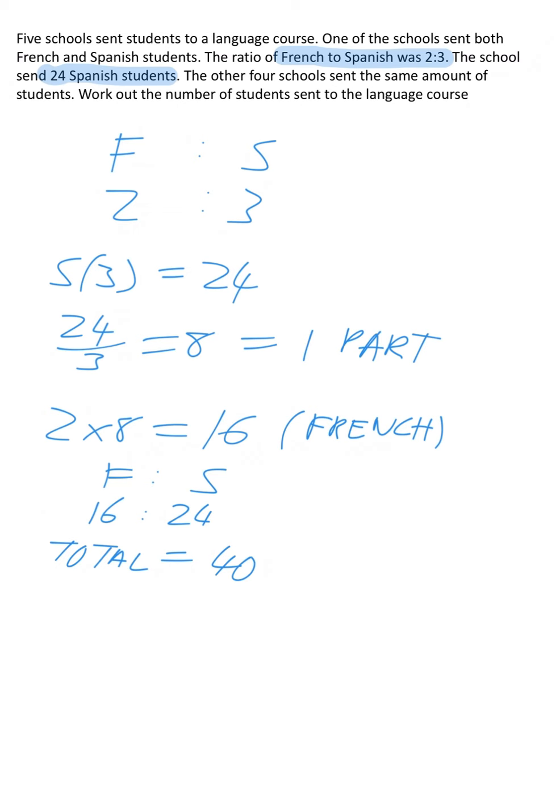Now, we're also told that the other 4 schools sent the same amount of students. And the first word in the question was 5, because there's 5 schools. So that means all 5 schools sent the same amount of students. So if all of them sent 40 students, to get the total amount, we do 5 times 40, which is 200 students. And that's our answer.